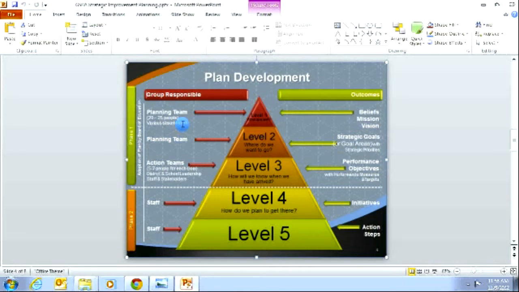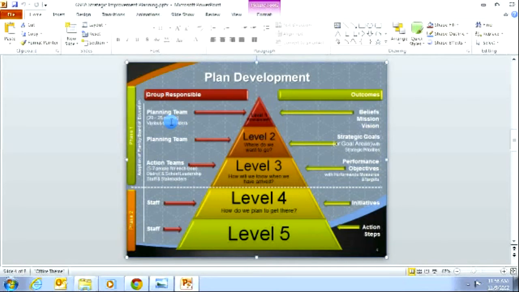Let's talk now about the planning team. This is a group of stakeholders. We usually ask the district to provide 20 to 25 people representing all stakeholders. That would include a couple of board members, central office, school, parents, business leaders, and other community representatives.